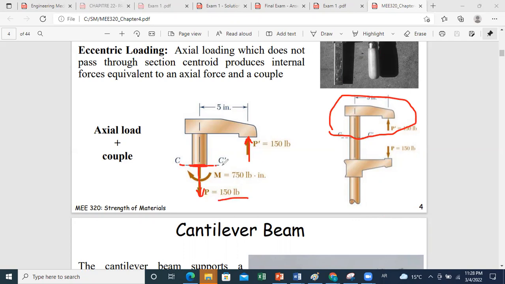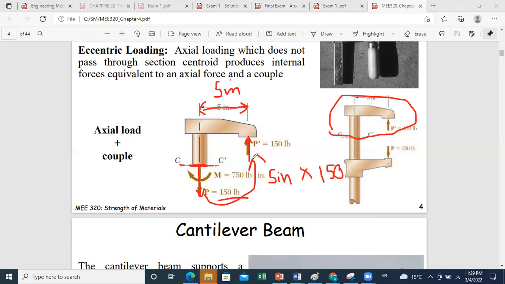And also, since P, due to this eccentricity of 5 inch, you will not only have development of an axial load, but also of a bending moment at this section to oppose the counterclockwise moment created by P and P prime. This counterclockwise moment created by P and P prime is equal to 5 inch times the force of 150, which will be equal to 750 lb inch.